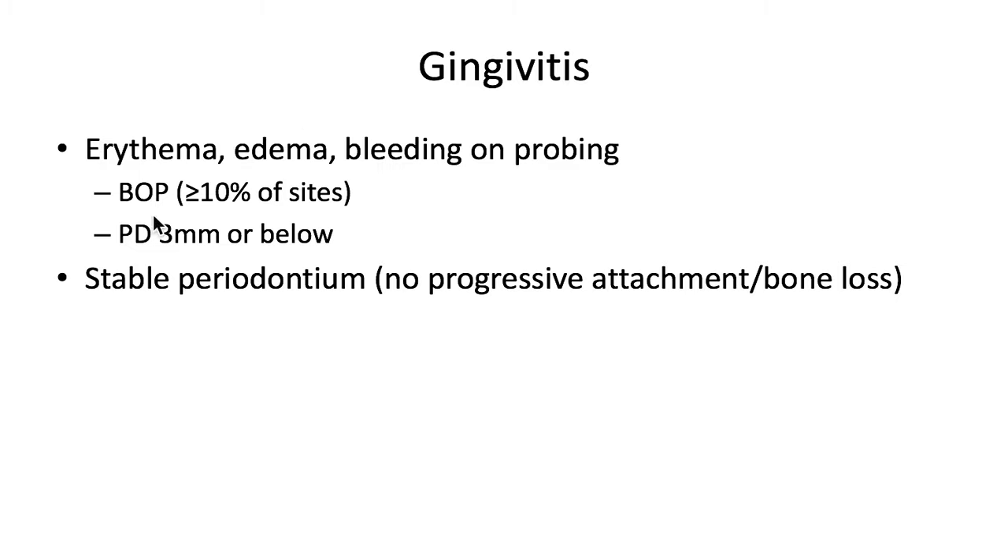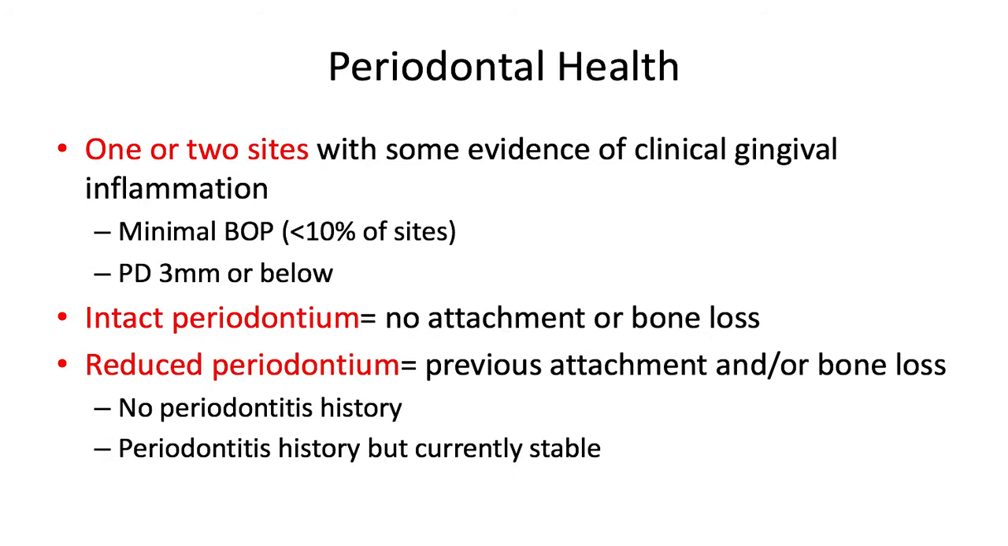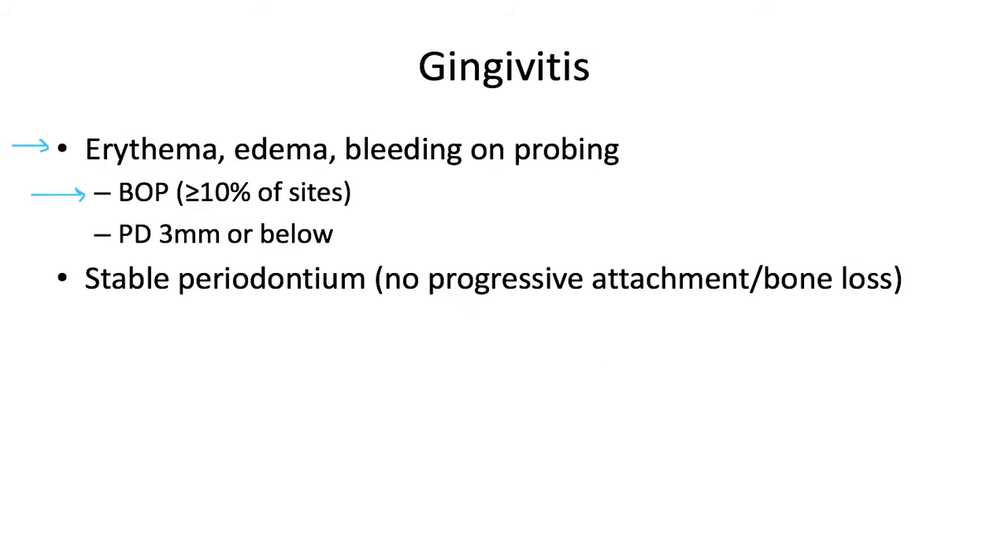We're mostly focusing on the big change here, which is this part right here. Bleeding on probing and these clinical signs of inflammation that are occurring at more than just 1 or 2 sites. Now it's either localized to the anterior region of the mouth or the posterior region of the mouth, or it's generalized to the entire mouth.